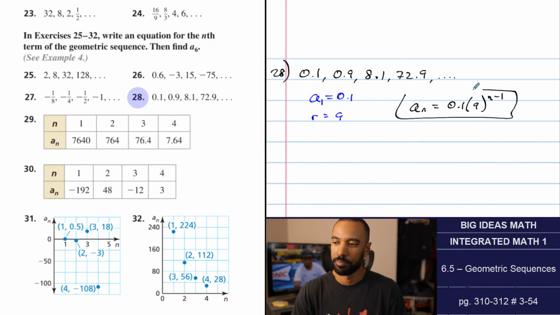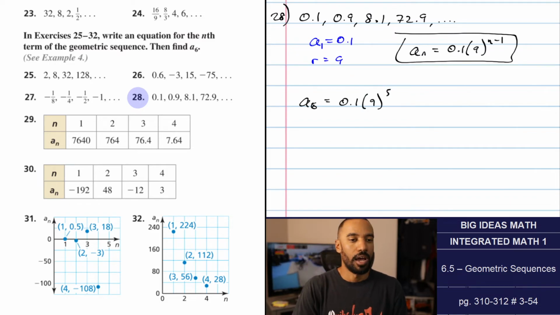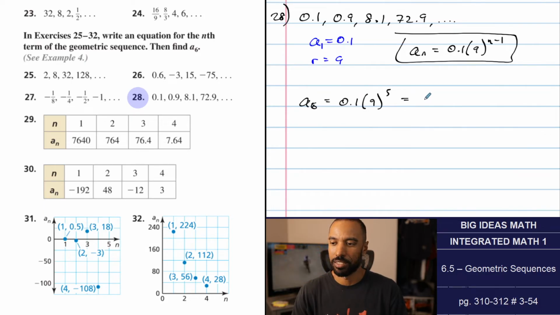And there we have it. There's our rule. Let's find the sixth term. This one I wouldn't know off the top of my head, so I'm going to do the fifth power. I'm going to use the calculator. 9 to the fifth times 0.1. Multiplying by 0.1 is the same as dividing by 10. So this is 5904.9. Still a decimal. Never changing.